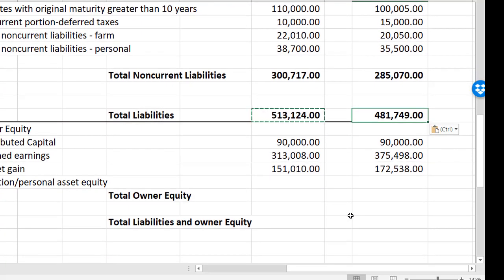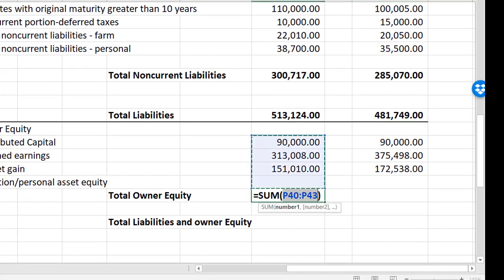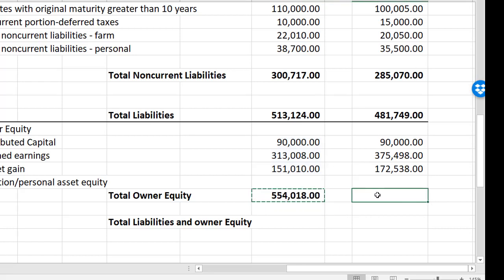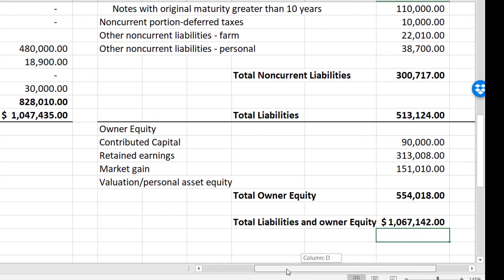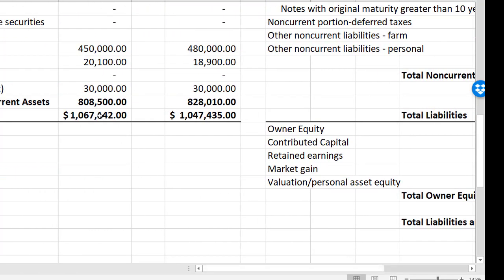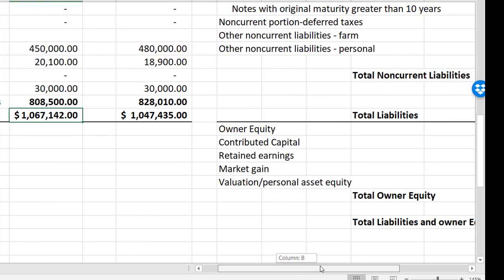Now I'm going to add up the owner equity, doing the exact same thing with the auto sum function, and it guessed correctly, so I just press enter and off I go, and I'm going to copy and paste that formula. Now I need to add up the liabilities and the owner's equity. So I type an equal sign, click on the equity, type a plus sign, click on the liability, and hit enter. And I should get the same number that I got in the previous video when I totaled up my total assets. 1 million and some change.